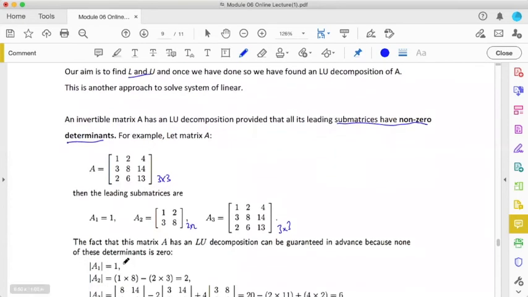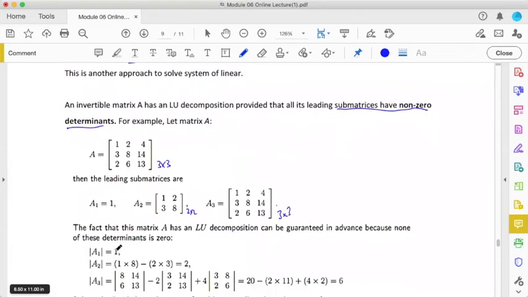So if we find the determinant of the 1 by 1 matrix, we get 1. For the 2 by 2 matrix, we get determinant 2. And for the 3 by 3 matrix, we get determinant 6. Okay, so we don't have any zero determinants. Because of that, this matrix A can be decomposed into L and U matrices. Not all matrices can be decomposed into LU decomposition. If a leading submatrix has determinant 0, then we cannot decompose it into LU.